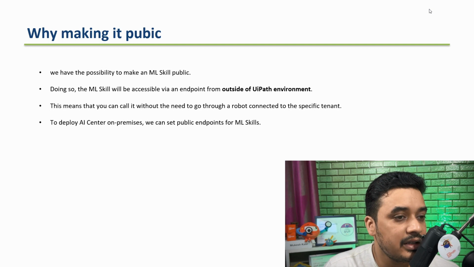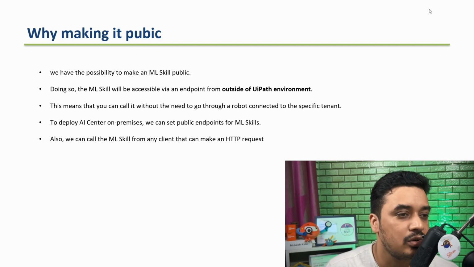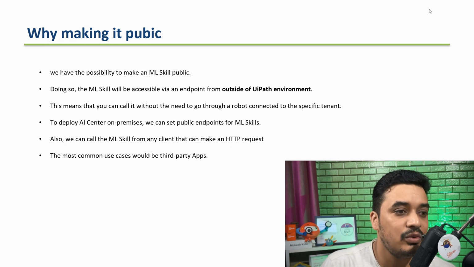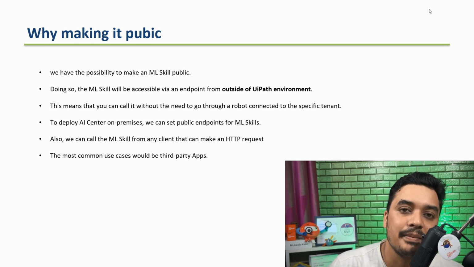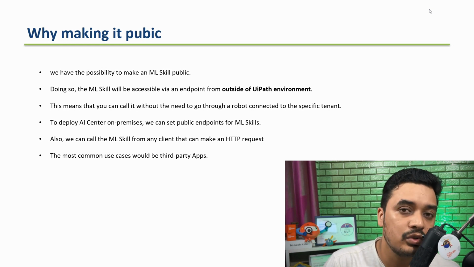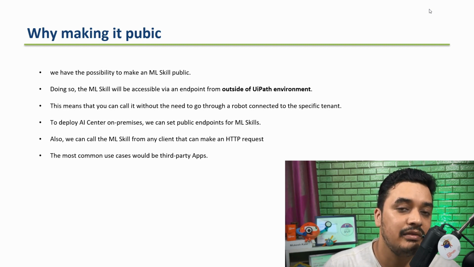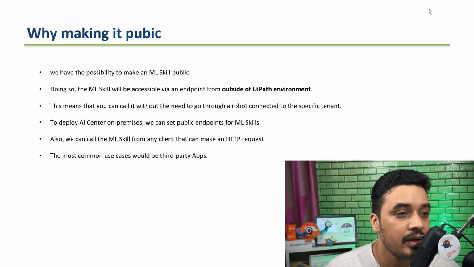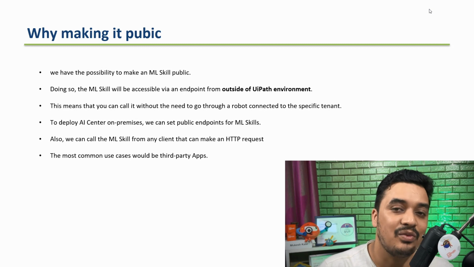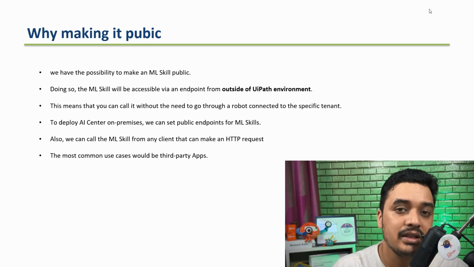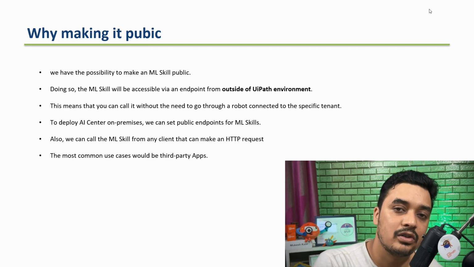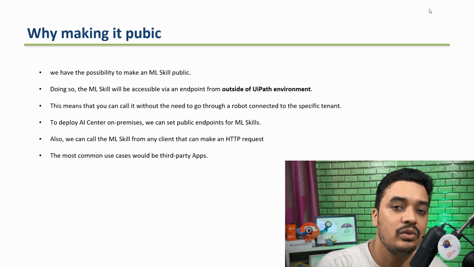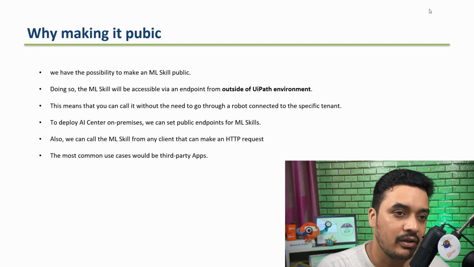To deploy the AI Center on-premise, we can set the public endpoints. Also, we can get the ML skill from any client that can make an HTTP request. And the most common use case is the third-party apps, right? So all the questions which I have asked you, the answer to those questions is make the ML skill public and utilize them with the help of APIs. I hope you understand why making the ML skill public is important. Now let's go back to UiPath's AI Center and try to make an existing ML skill public.